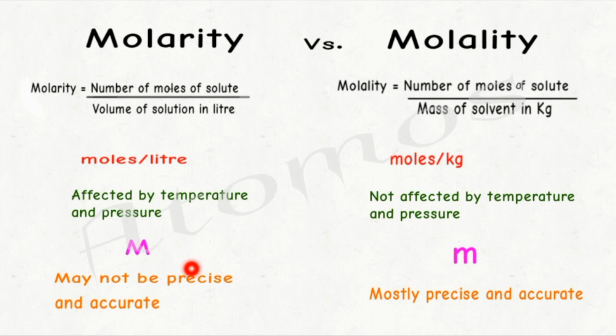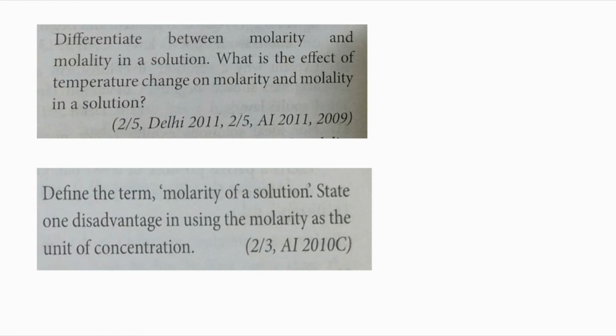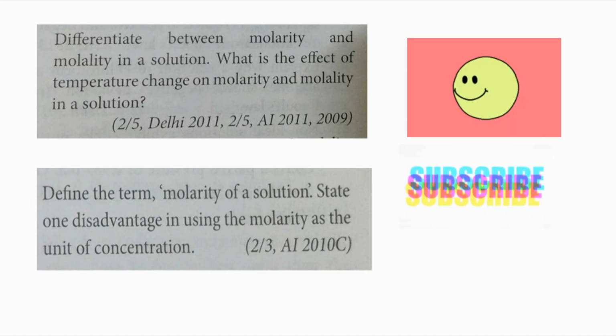As molarity is affected by temperature, sometimes you may get some wrong measurements also. So, it might not be precise and accurate sometimes, whereas molality will be more precise and accurate as it is not affected by temperature and pressure. So, what's the answer to this question? What's the disadvantage in using molarity as a unit of concentration? What's the answer? It will be affected by temperature. Okay. Depending upon the temperature, molarity changes. Got it? Hope you might have understood the difference between molality and molarity.